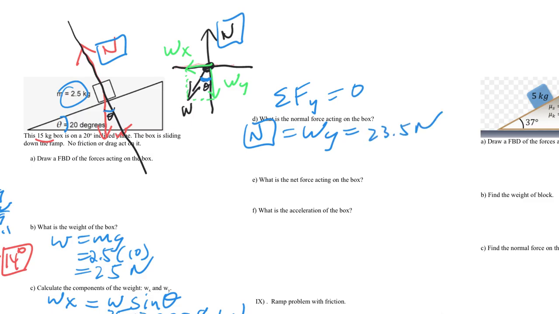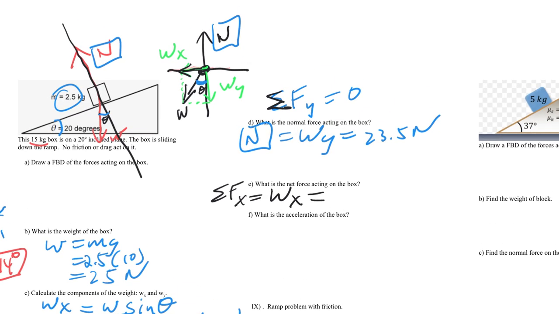What is the net force acting on the box? Well, we already said the net force in the y direction is 0, but the net force in the x direction, if you look at my diagram, the Wx is unbalanced, so that is the net force. And we already saw that to be 8.6.